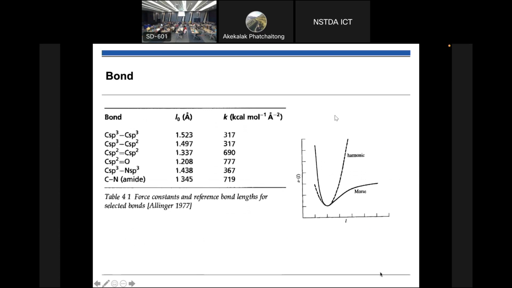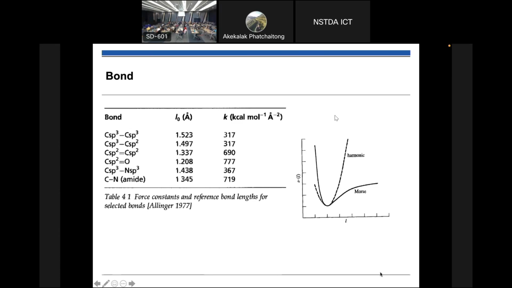So quickly, the bonds. If you see, I have represented some bonds. This is a C-sp3 bond. So if you take, say, methane or ethane, let's say 2 carbon atoms, both are sp3 carbons. They are connected. This is the L0, equilibrium bond distance. This is the K value. So these are tabulated. These are well-known values. These are available in literature. These are available in your MD software. Means if you are using Gromacs, this is already available there.